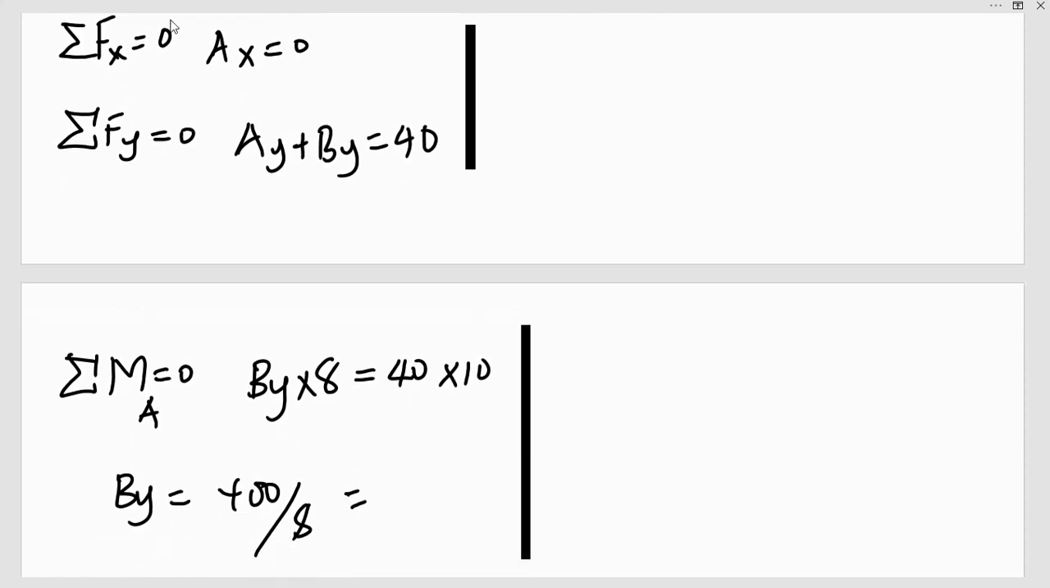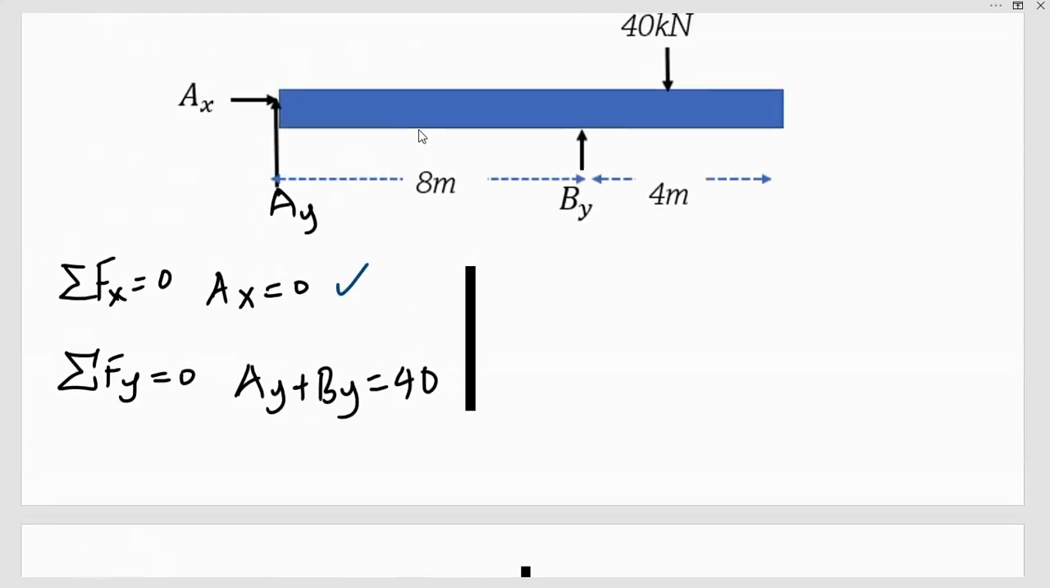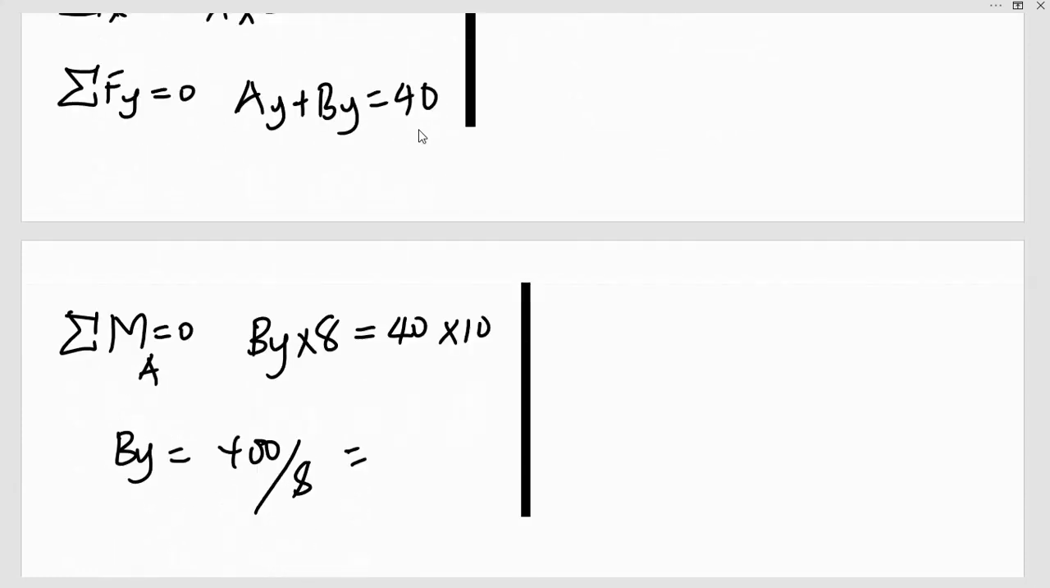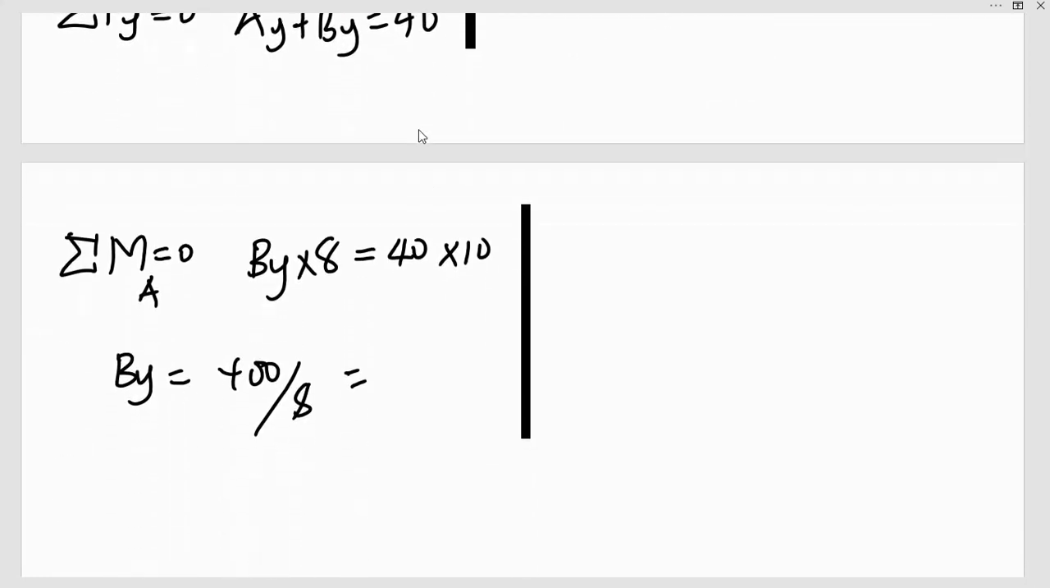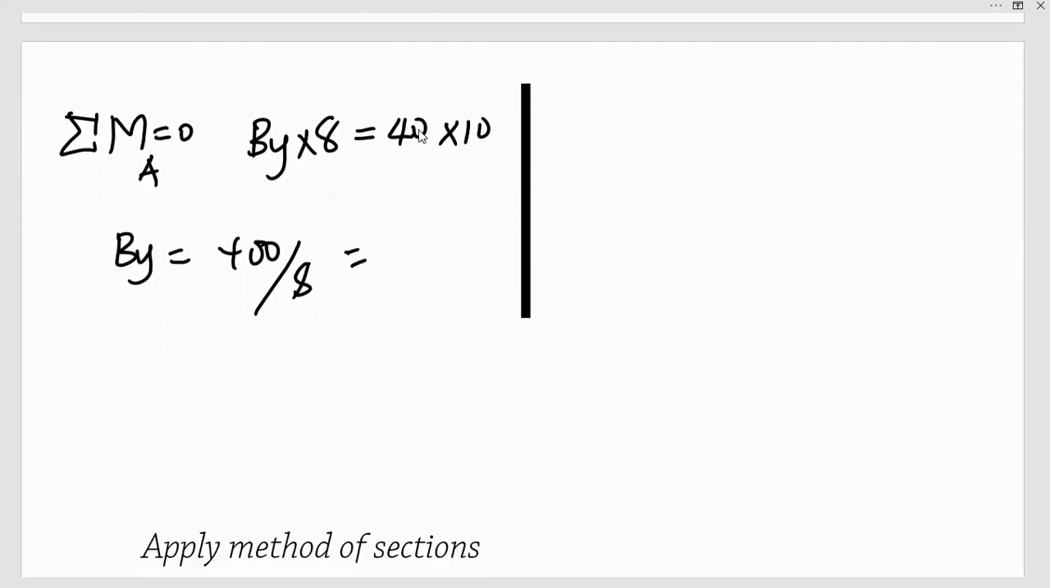Sum of forces in the horizontal direction is equal to 0, so AX is equal to 0. AY plus BY is equal to 40. In other words, upward forces are equal to downward forces, and everything will give you 0. Now, we also need to determine the sum of moments about A.